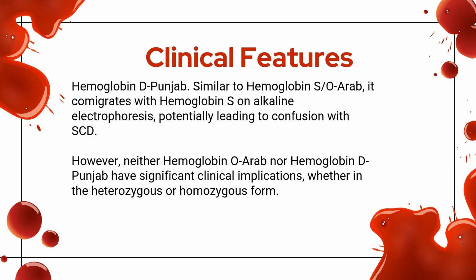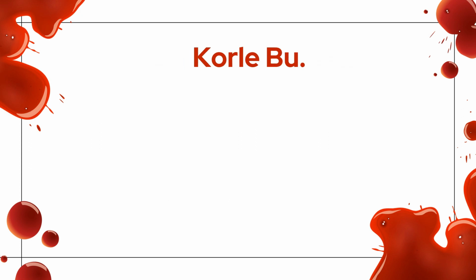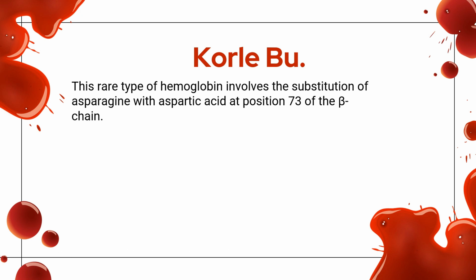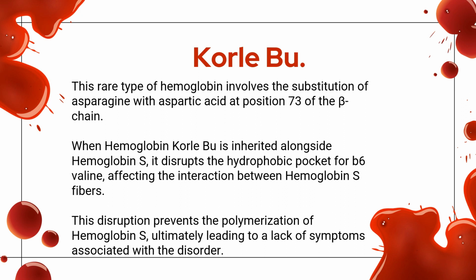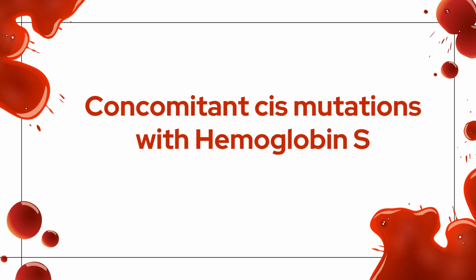Let's now explore another intriguing hemoglobin variant, hemoglobin Korle-Bu. This rare type of hemoglobin involves the substitution of asparagine with aspartic acid at position 73 of the beta chain. When hemoglobin Korle-Bu is inherited alongside hemoglobin S, it disrupts the hydrophobic pocket for beta-6-valine, affecting the interaction between hemoglobin S fibers. This disruption prevents the polymerization of hemoglobin S, ultimately leading to a lack of symptoms associated with the disorder. Now, it's time to dive into the intriguing world of concomitant cis mutations with hemoglobin S.